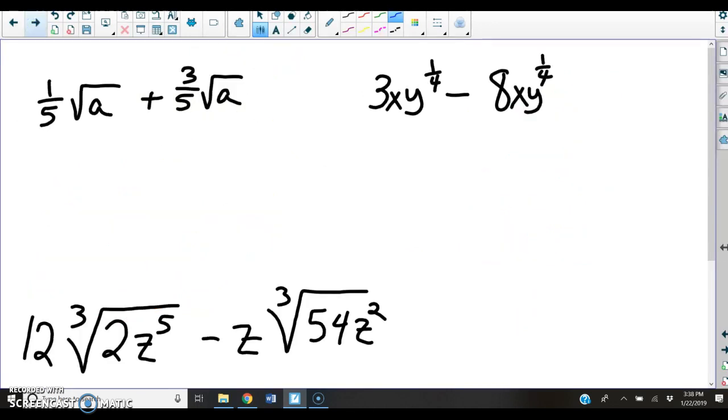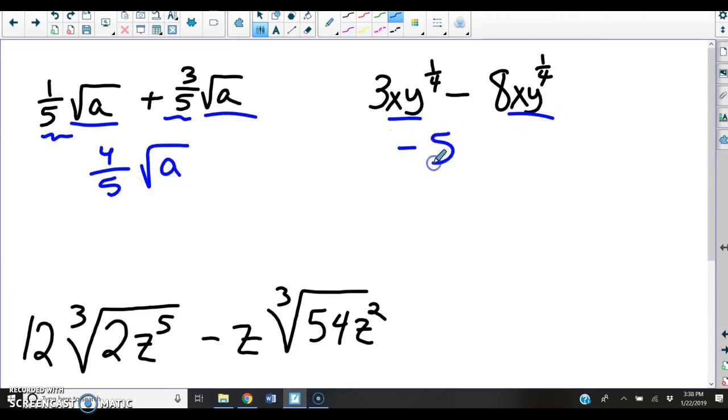A few more examples. Okay. Notice these are like terms. So we're going to combine our coefficients. That'll simply be 4/5 square root of 8. Okay. These are like terms. The variable parts are the same. 3 minus 8 is -5. X times y to the 1/4. That's all we can do.